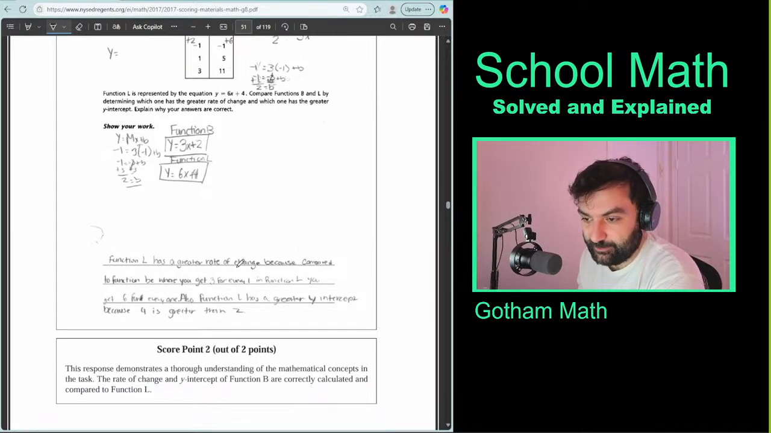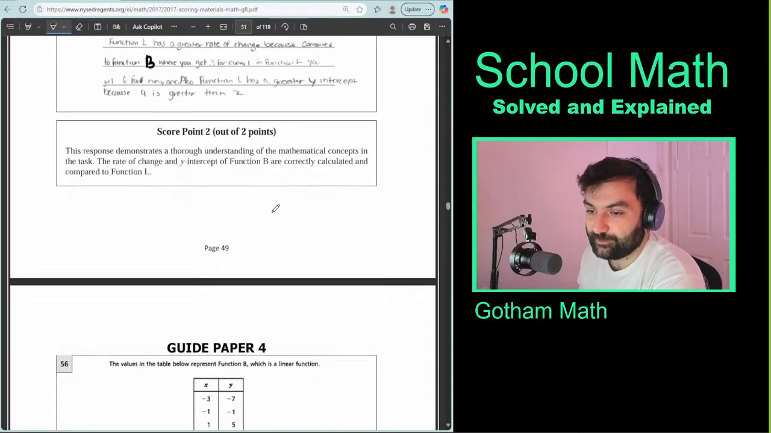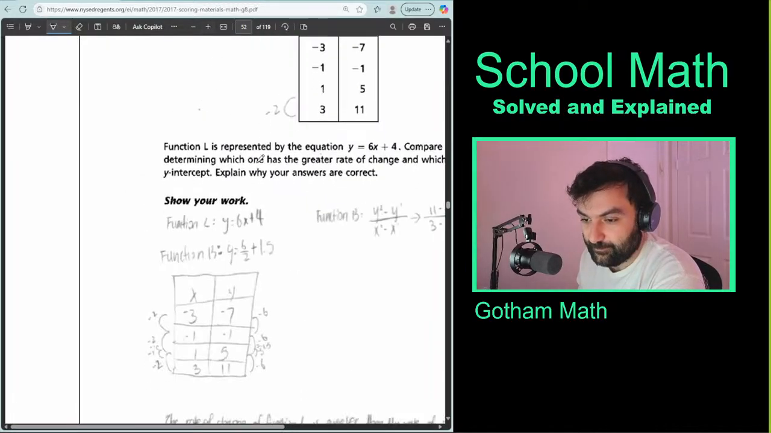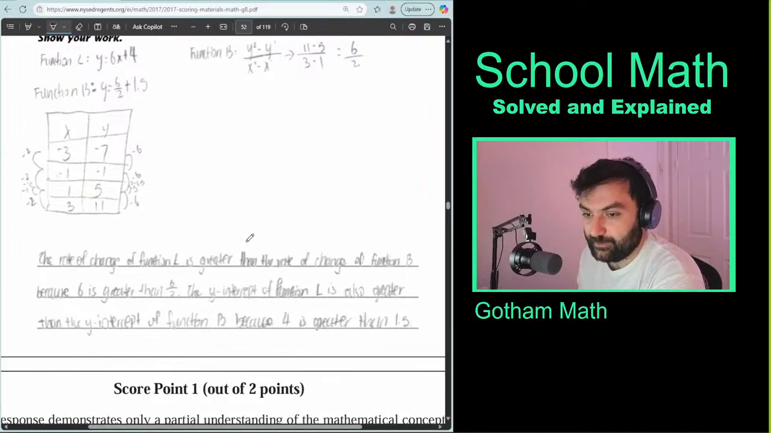Function L has a greater rate of change compared to function B. B is written as a capital B, not a lowercase b. You see that? Where you get 3 for every 1 and the 6. Okay. Funny, but correct. Ooh, that's good handwriting. The rate of change. Okay.